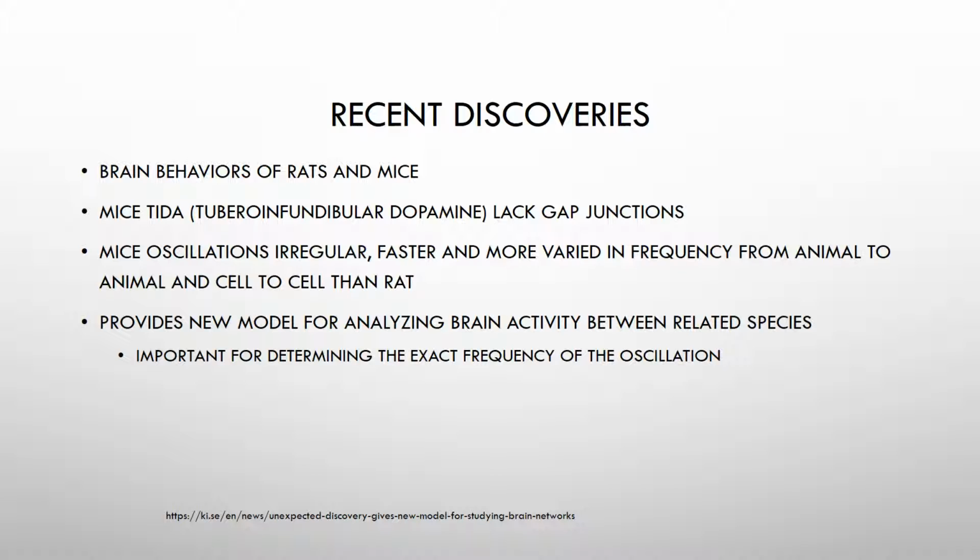It basically showed that even though the rat and the mice are similar rodents, their neurological structure inside their brain is two totally different systems, even though they're so closely related. So this makes it important for determining the exact frequency of the oscillation in the brain.